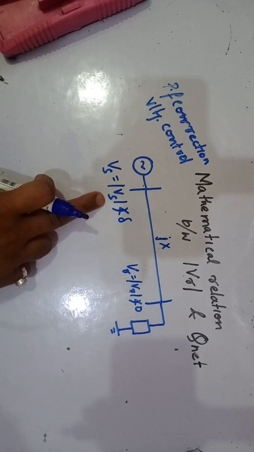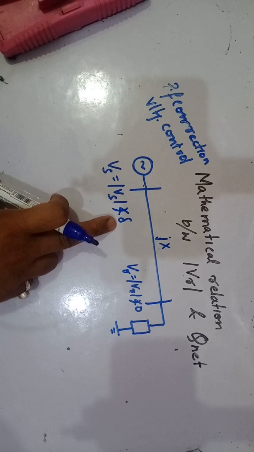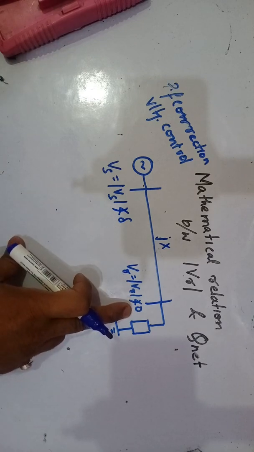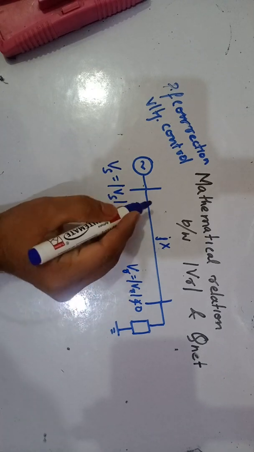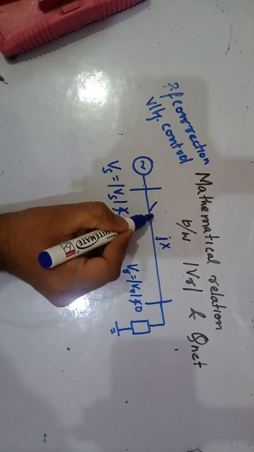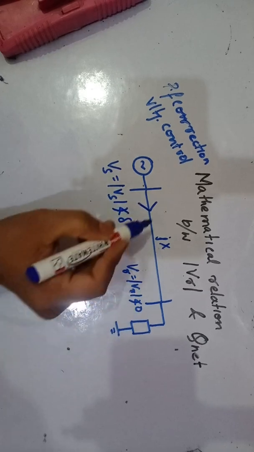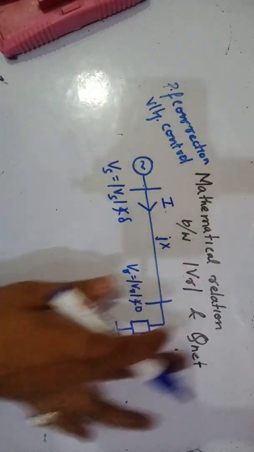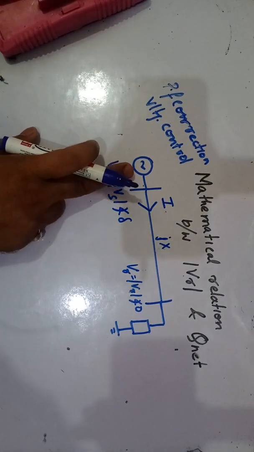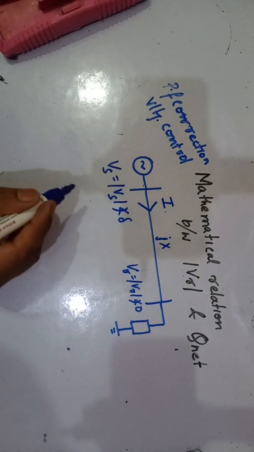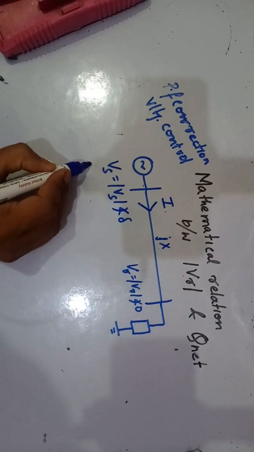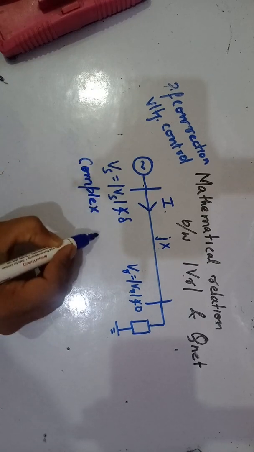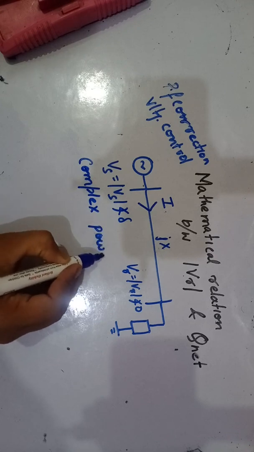So here, if you consider delta as leading and 0 degree as lagging, the current will flow from your sending end to the receiving end. So here the power will flow from sending end to the receiving end. We will be calculating the power, that is your complex power, at the sending end.